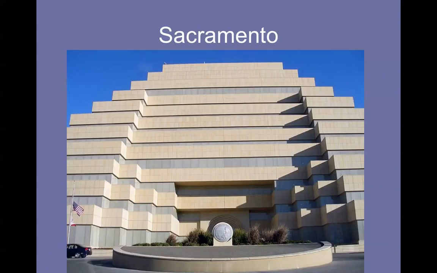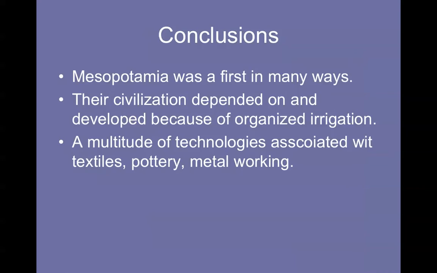This is, I like this one. This is Sacramento, the capital of California. This is their government building, and it's a ziggurat. Fascinating. We still like this form of architecture.